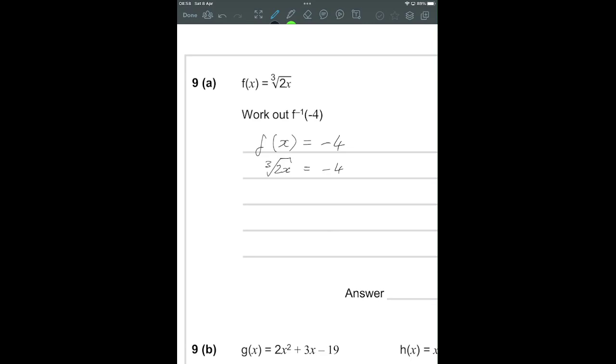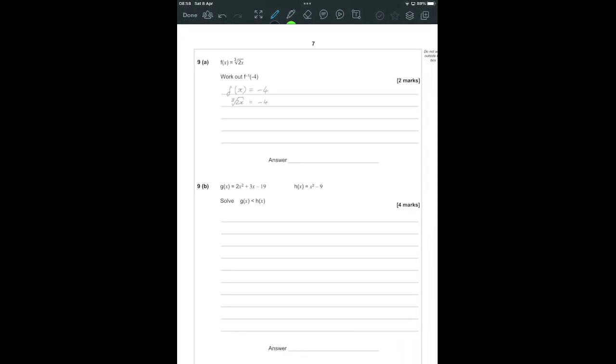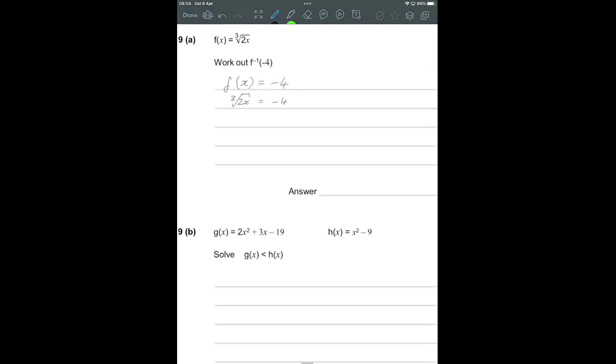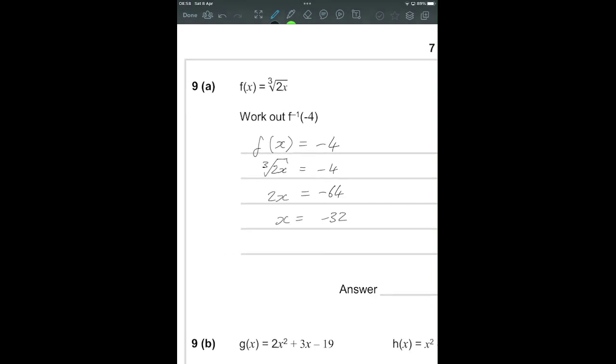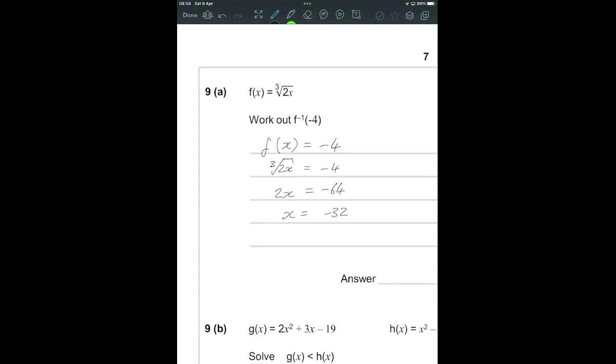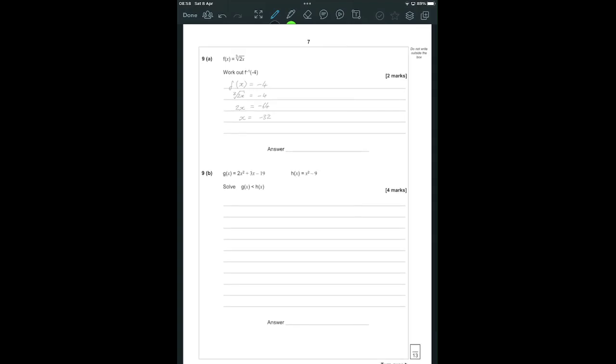Of course, you could work out the inverse function using that method, but there's not a lot of working space and there are only 2 marks available for it. So it feels like doing it in a sneakier, quicker way is more sensible. Cubing both sides, going without a calculator, you need to be a little bit careful. X comes out as negative 32. And if I do sub that back into f, I do get negative 4, and I'm happy.